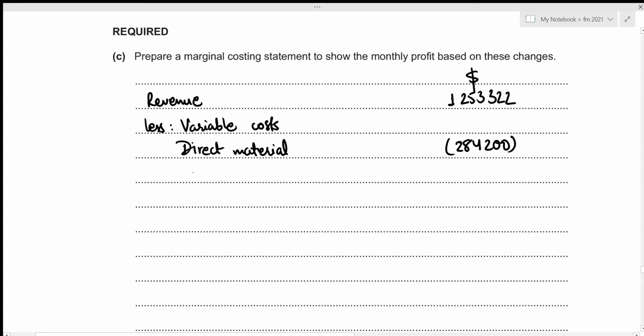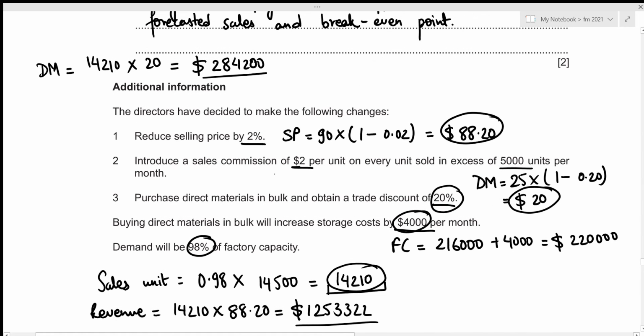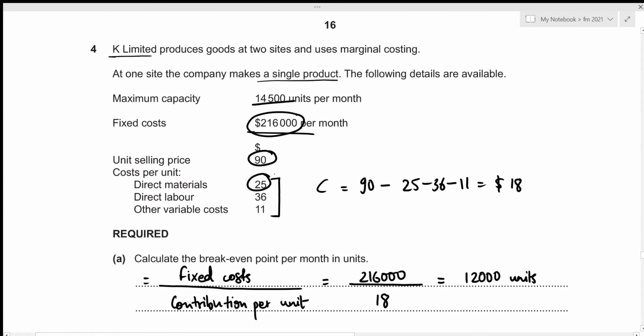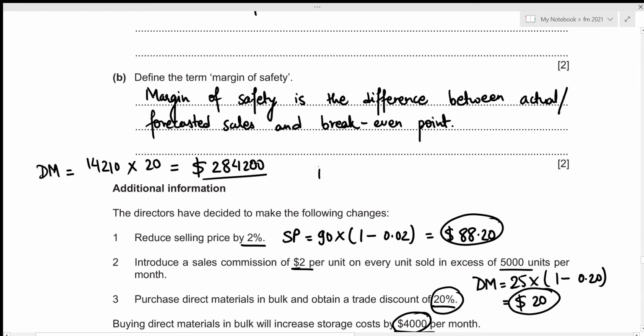Now the next variable cost will be our direct labor. Okay. And we weren't given any changes to the direct labor, so we will use our previous rate. And previously it was 36. So let's figure out the total direct labor. That is just going to be the total number of units of 14,210 times the direct labor rate of 36, which results in the total direct labor cost to be recorded in our statement to have the value of 511,560. Let's record this.